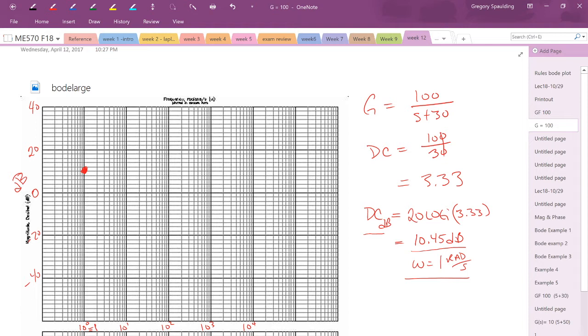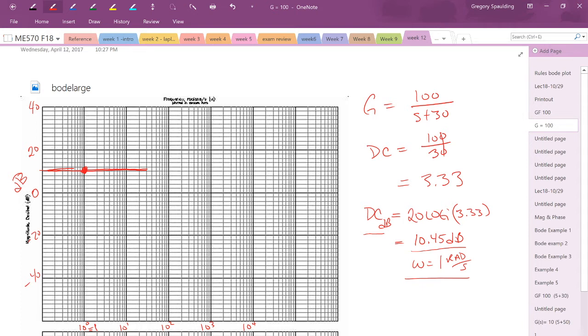We have no free s's, and so we're just going to start off with a horizontal line through this point. All right? And so now we're off and running. From here on out, what we do is we look at the next largest pole or zero.